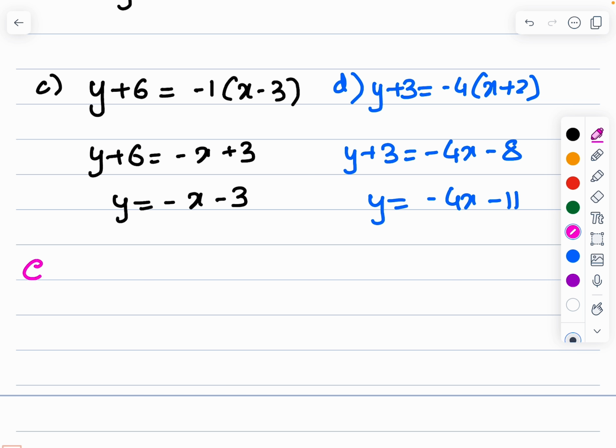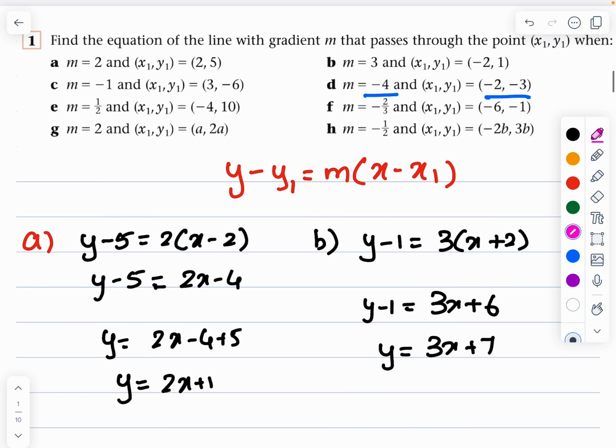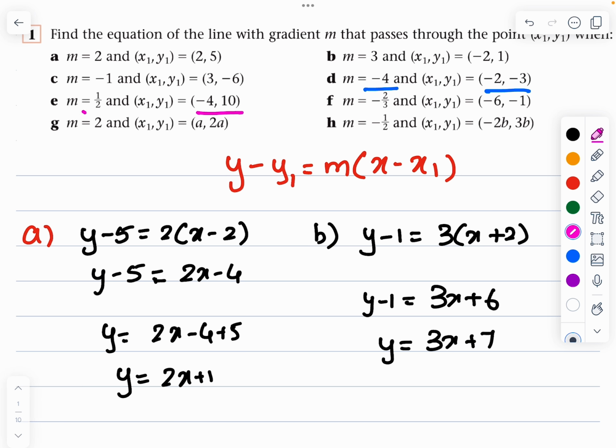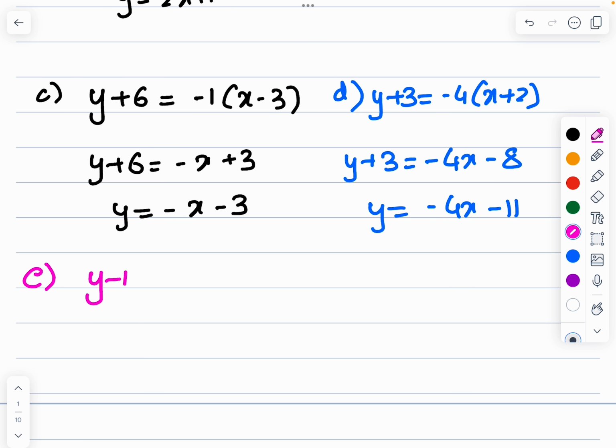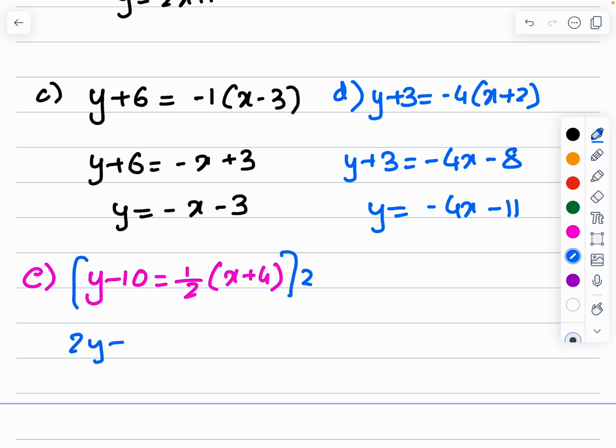Then coming to part E, the point is (minus 4, 10) and the gradient is a half. y minus 10 equals half times x minus (minus 4), plus 4. What am I going to do? I am going to multiply by 2 on both sides. So it becomes 2y minus 20 equals x plus 4.